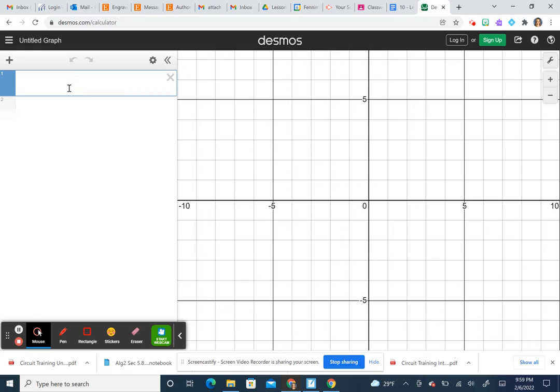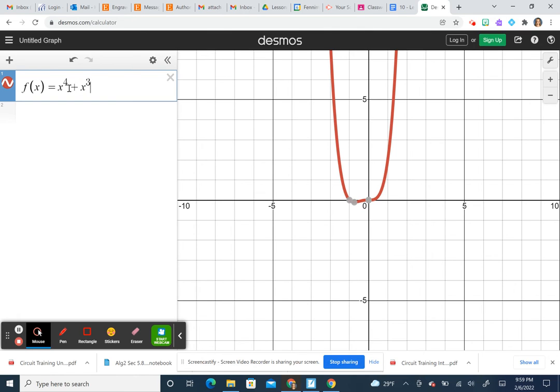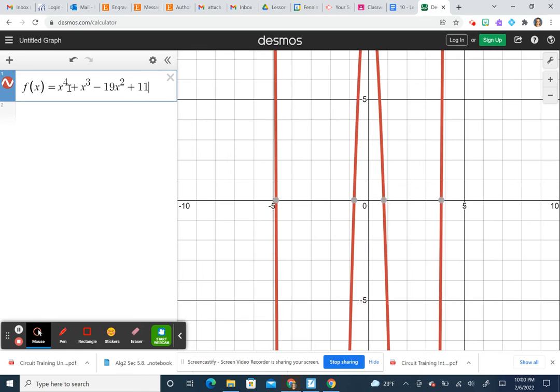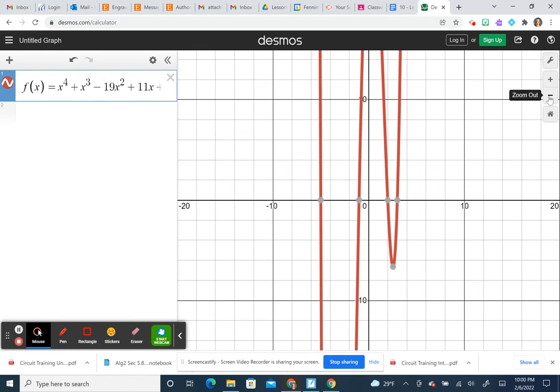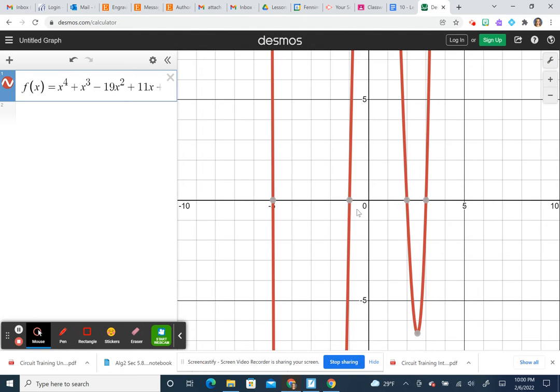So we have our function here, x to the 4th plus x cubed minus 19x squared plus 11x plus 30. And sometimes you might have to zoom out a little bit. In this case, I don't. I can see all my zeros here. I'll click on them. I have -5, -1, 2, and 3. Nice. Those are all on my list, right?